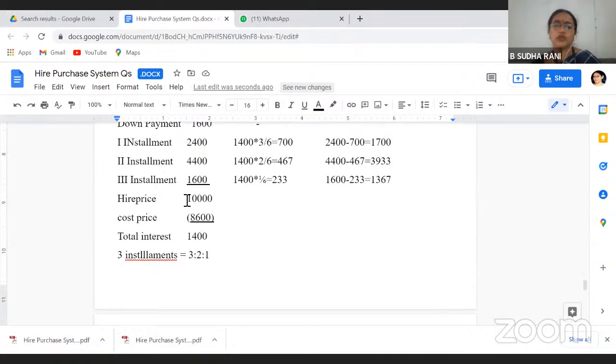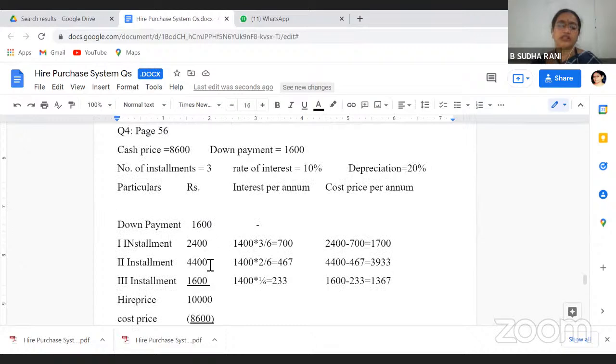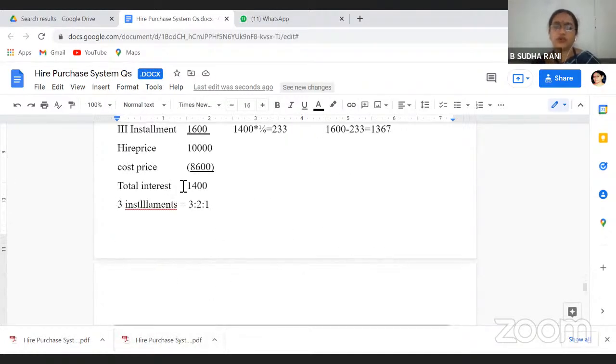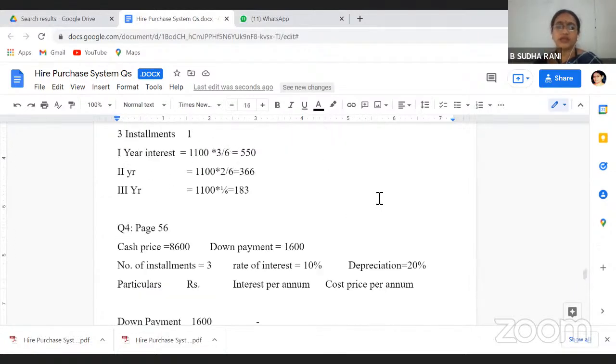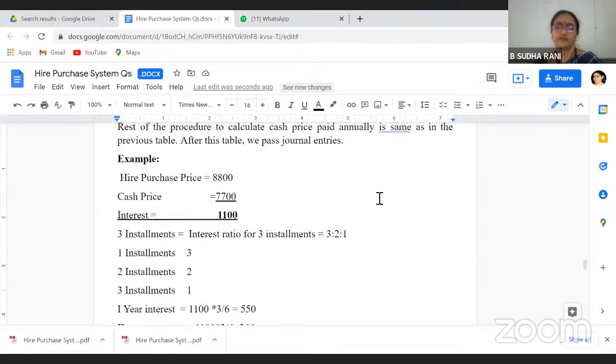He paid differently. So what we did: from the total installments including the down payment, we calculated the hire purchase price, and we subtracted the cost price. Then you got the total interest. This total interest we divided by the number of years given, based on the installments. Is that okay? This is when interest is not given. So one more is there, when cash price is not given.